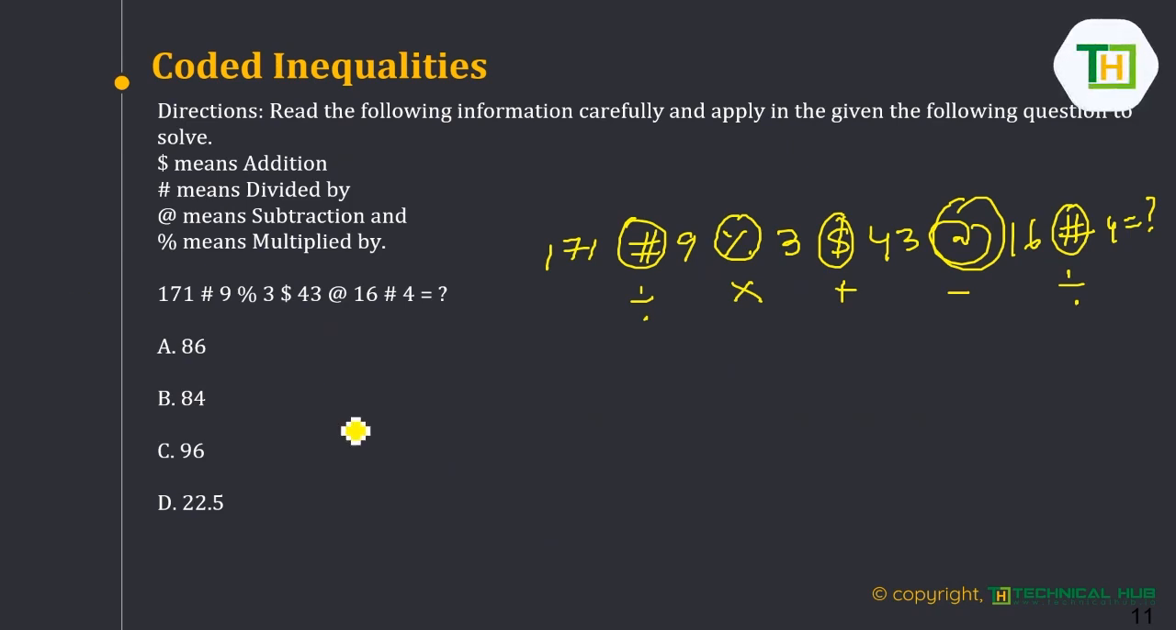BODMAS rule here. Using this rule, first go for your brackets, after that of and division, multiplication, addition, and subtraction. Okay, there are no brackets. Leave it. Is there an of? No. So go for your division. So what is your division?